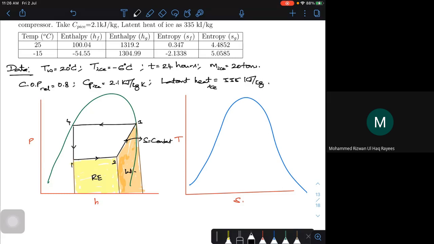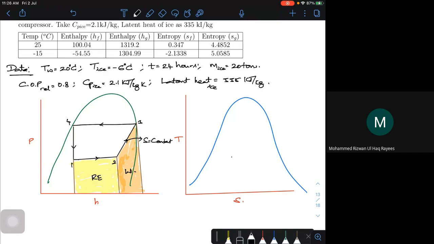1 to 2 is refrigeration effect, that is heat absorption. 2 to 3 it's compression. Then 3 to 4 heat rejection, that is in the condenser. 4 to 1 is the expansion in the expansion valve. Okay. Now the same thing, let's try to represent it on a TS diagram. What it is actually. So let me represent it.